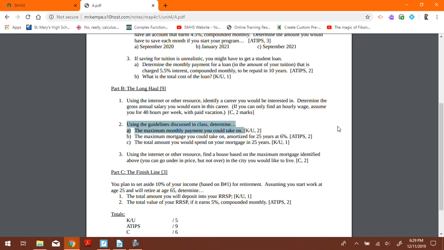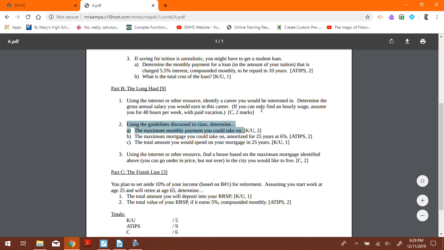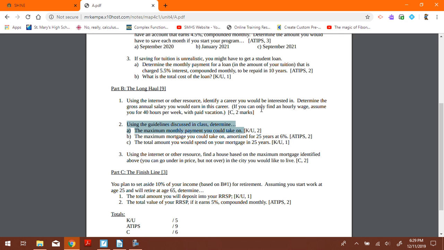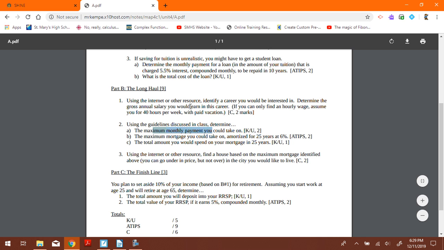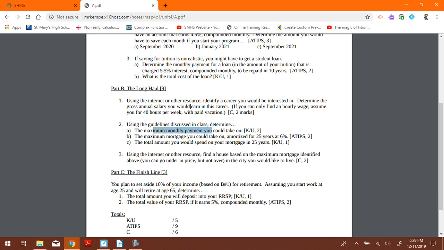So the key thing that you need to know for that, and other people in the class will hopefully have this in their notes, is that it's 32% of your gross income. The maximum monthly payment you can take on is based off 32% of your gross income per month. So if you figure out what's 32% of your monthly income, that's the payment that you can have, which will then allow you to figure out how much money you can actually borrow.